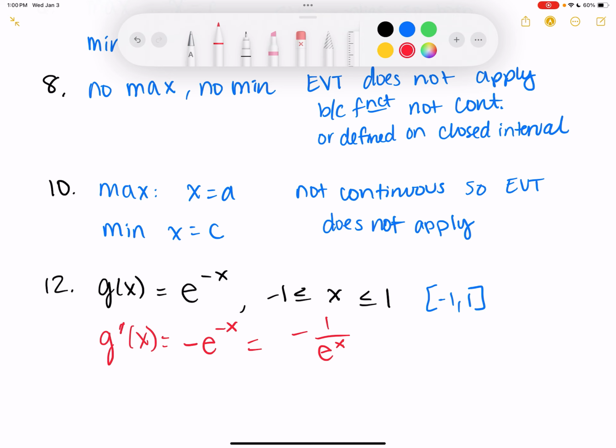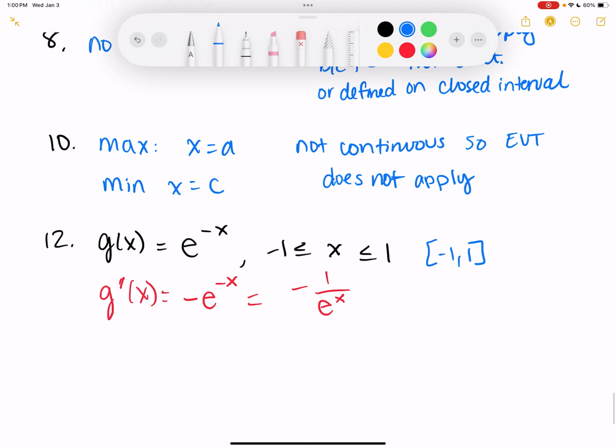So are there any values that would make this 0 or undefined? If the exponent is 0, what is anything raised to the 0? 1. So is that going to be a problem? There doesn't have to be a critical point. So we're just going to check the endpoints, because based on that, there's nothing that we need to be worried about inside. No interior points that we care about.